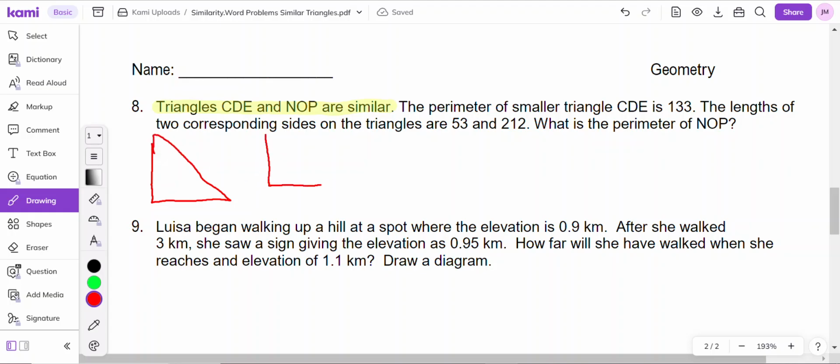Just because they look like right angles doesn't mean that they are. Clear? C, D, E. So since I labeled this one C, what do I have to label this one? O, P. Make sure they match up. All right, the perimeter of this one is, oh, no, not that one. The perimeter of which one? This perimeter is 133.